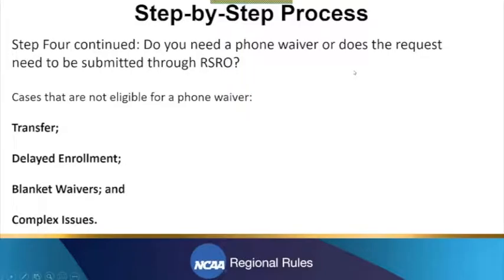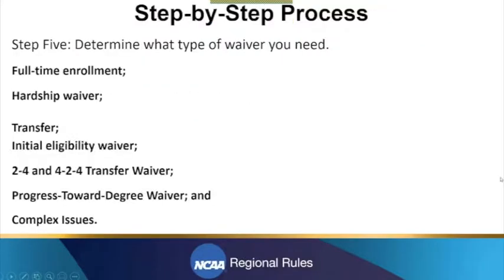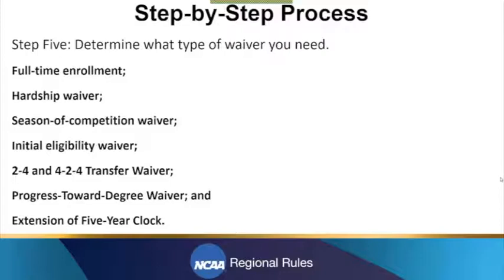So, transitioning to step 5, determining what kind of waiver you need. We have all different kinds of waivers, and it may be more than just a simple legislative relief waiver of a bylaw, right? Full-time enrollment, hardship waivers, season of competition waivers, initial eligibility waivers, transfer waivers, PTD waivers, extension of the 5-year clock. These are all relatively complex waiver topical areas that generally don't take a few days, right? It takes a staff analysis to review, run it by team, and sometimes, like I said, legal counsel, etc. And not all of these issues are reviewed by the same teams either.